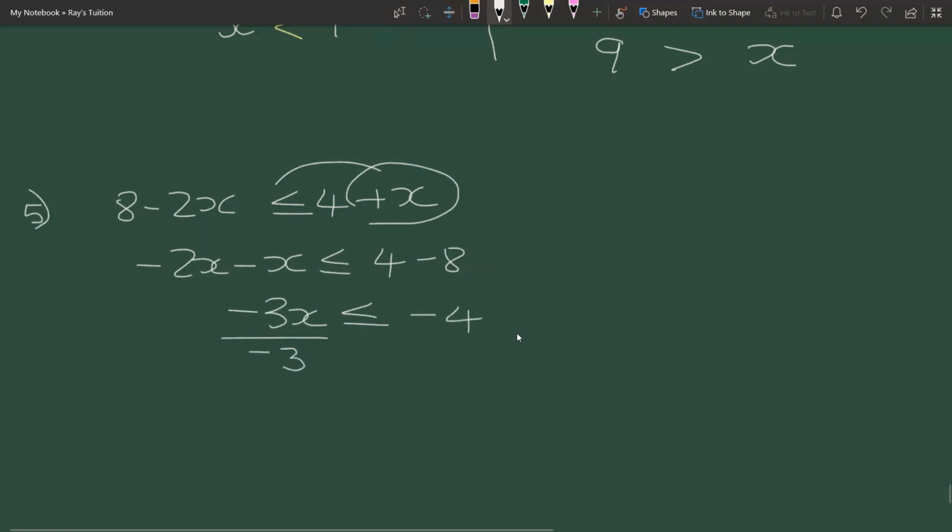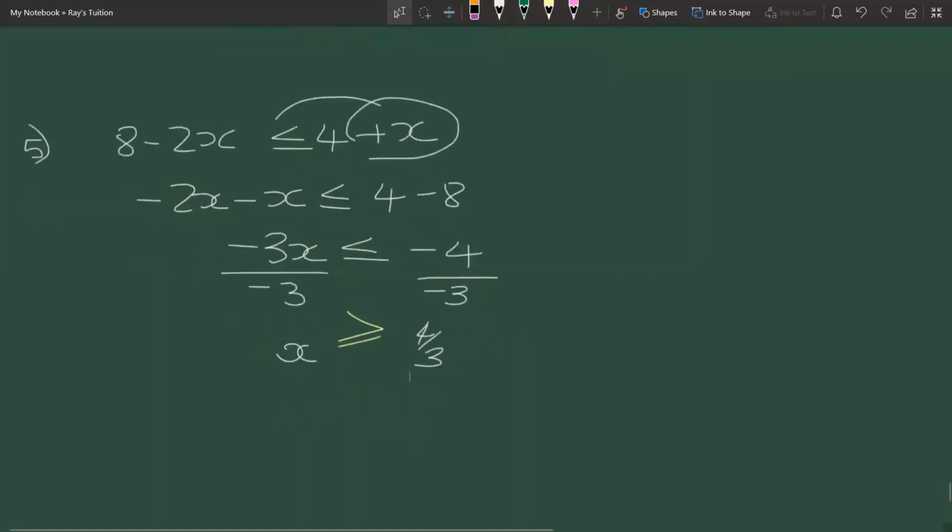I'm going to divide both sides by negative 3. And then the negative 3's cancel out, and I have x. And what's important is I'm going to have to swap the sign around because I divided by a negative. And negative 4 divided by negative 3 gives us a positive 4 divided by 3, which you can convert into a mixed number.